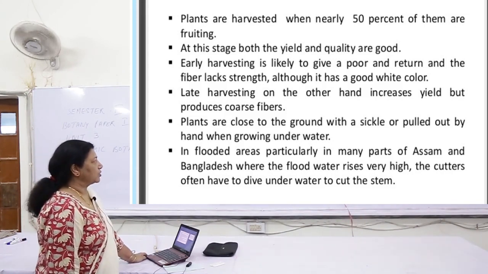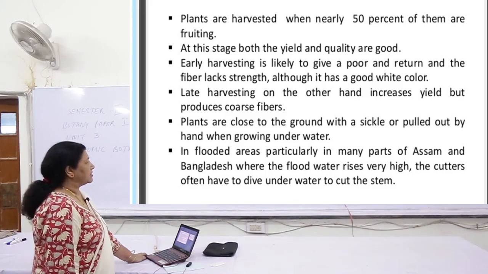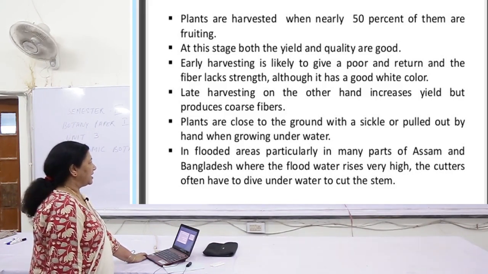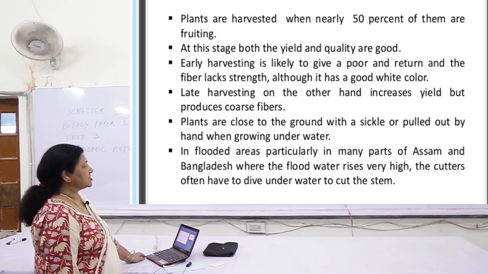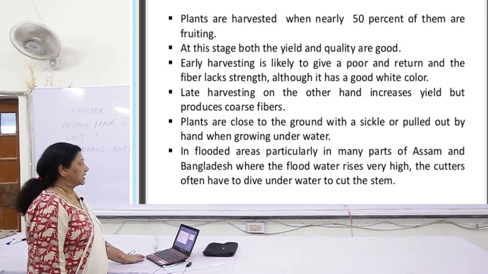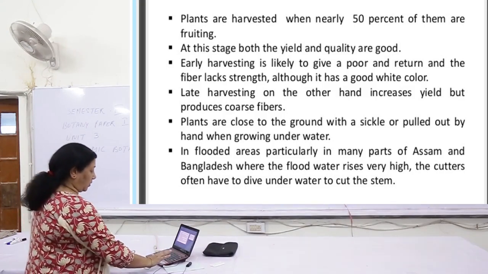Plants are cut close to the ground with a sickle or pulled out by hand when growing under the water. In flooded areas, particularly in many parts of Assam and Bangladesh, where the flood water rises very high, the cutters sometimes have to move down underwater to cut them.